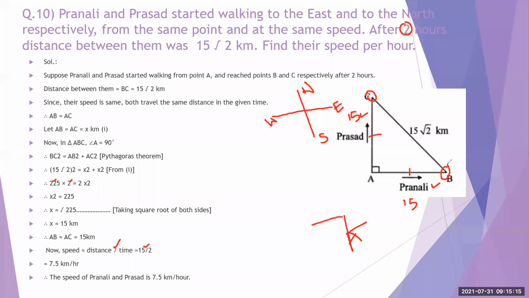nothing but a triangle. And since they were traveling from the same point, the angle between both of them is equal to 90 degrees. So not same speed, from the same point. And so we can use the Pythagoras theorem and find out this. After using the Pythagoras theorem, we have found out the distance traveled by Prasad and the distance traveled by Pranali.